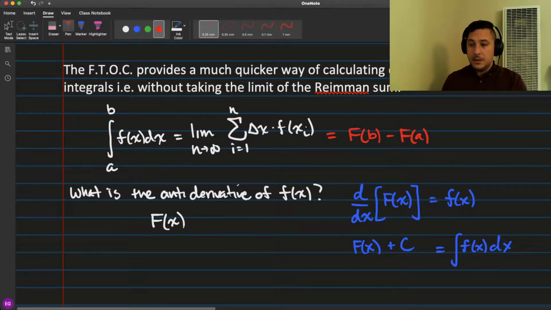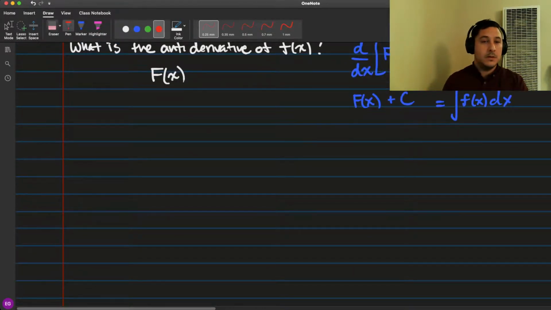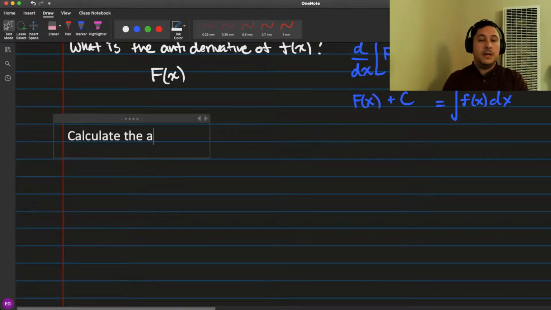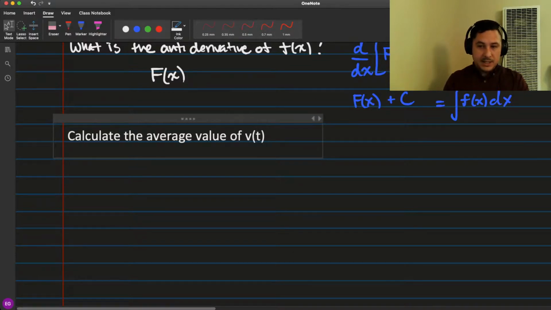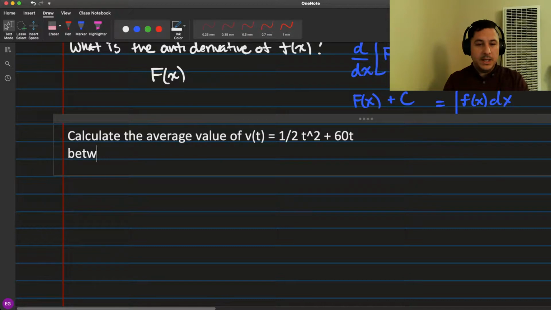Okay. So let's scroll down. So example. We are going to calculate the average value of velocity of t equals 1/2 t squared plus 60t between time equals 0 and time equals 1.